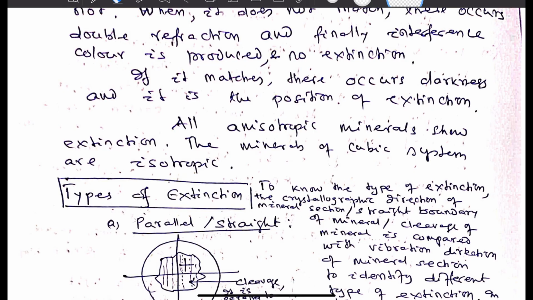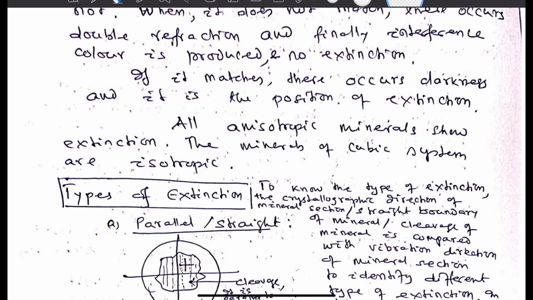So this phenomenon of extinction is found in case of anisotropic minerals or minerals crystallizing in non-cubic systems. And if we take any section which is cut perpendicular to the optic axis of uniaxial or biaxial minerals, in that case also there occurs complete darkness throughout the rotation of the stage. And in that case we say the mineral is in the position of isotropism, or the mineral is showing isotropism.